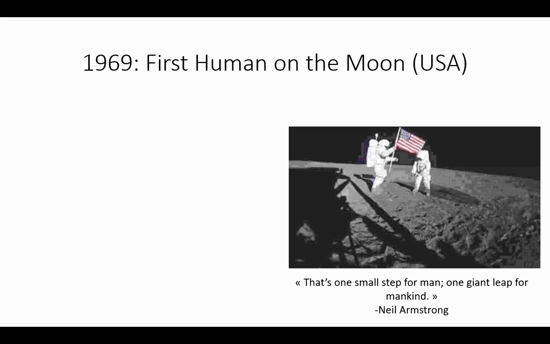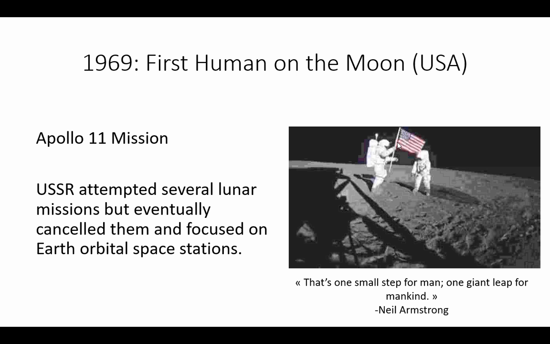All right, the first man on the moon is Neil Armstrong. He lands on the moon and he says, "That's one small step for man, one giant leap for mankind." And they place an American flag on the moon to show that the Americans got there first, right? This was the Apollo 11 mission. And the USSR tried to do the same thing a few times, but eventually they were unsuccessful. They canceled their plans, and instead they just focused on some orbital space stations instead.